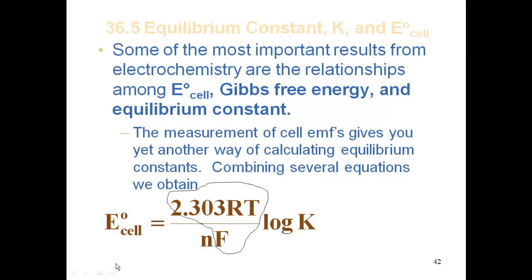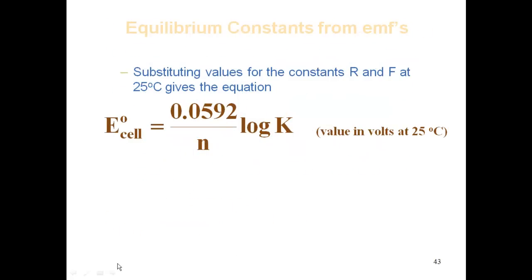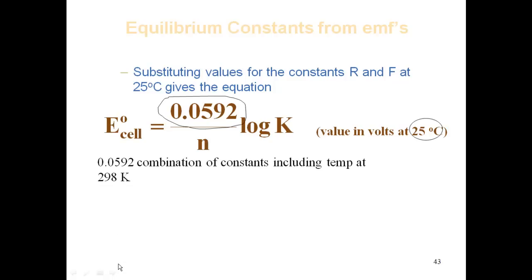Notice 2.303, R, and F are all constants, and if we're going to talk about this reaction of a standard cell, meaning at 25 degrees C or 298 Kelvin, then T is a constant as well. So we can take all those values, the 2.303, the R, the T, and the F, and make a new constant, which is equivalent to 0.0592. So that 0.0592 is a combination of those constants: the R, the temperature at 25 degrees C, which is 298 Kelvin, Faraday's constant, and the 2.303.